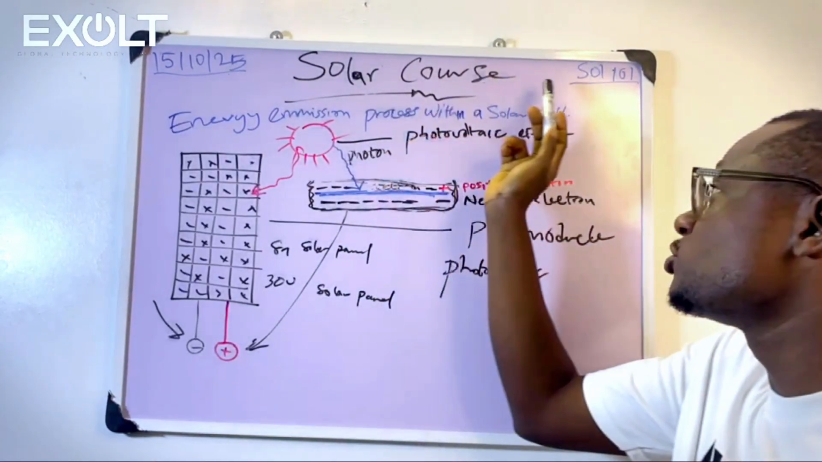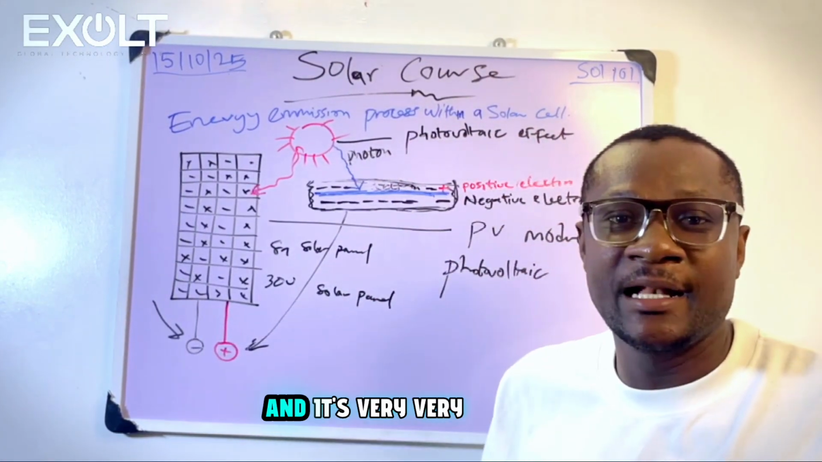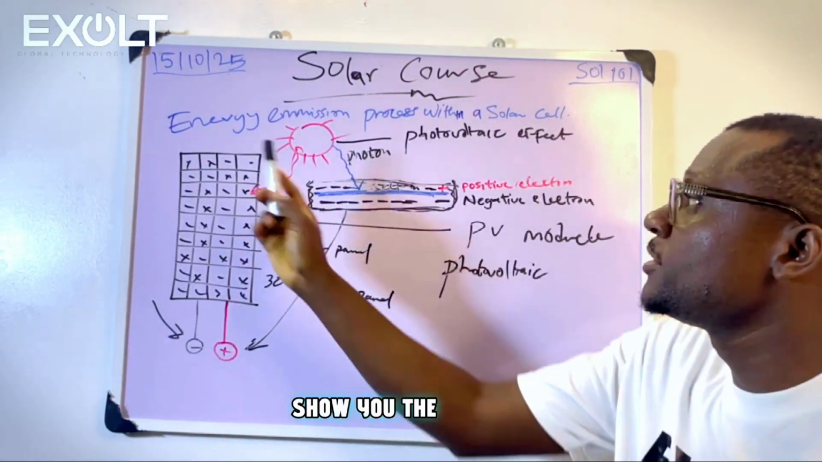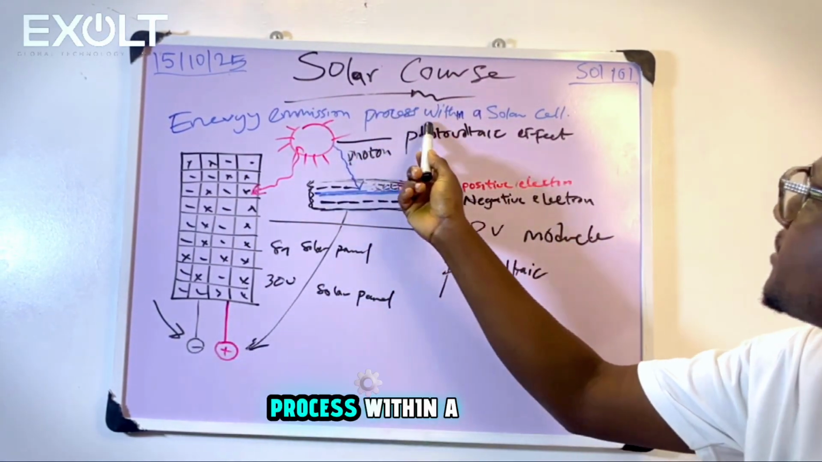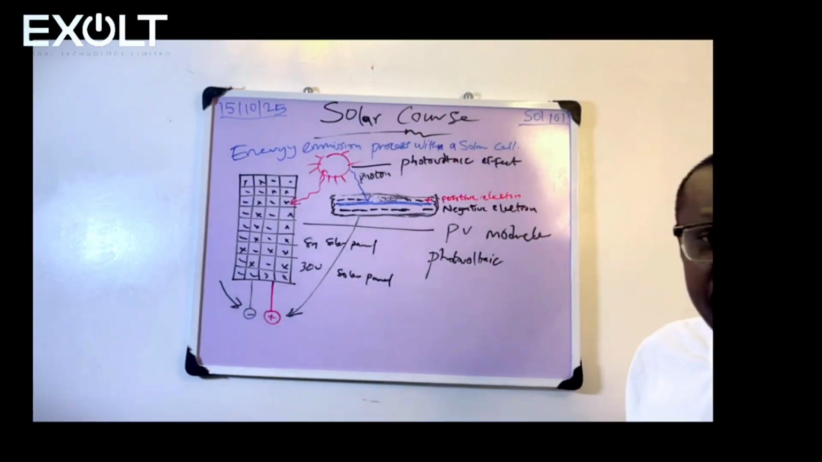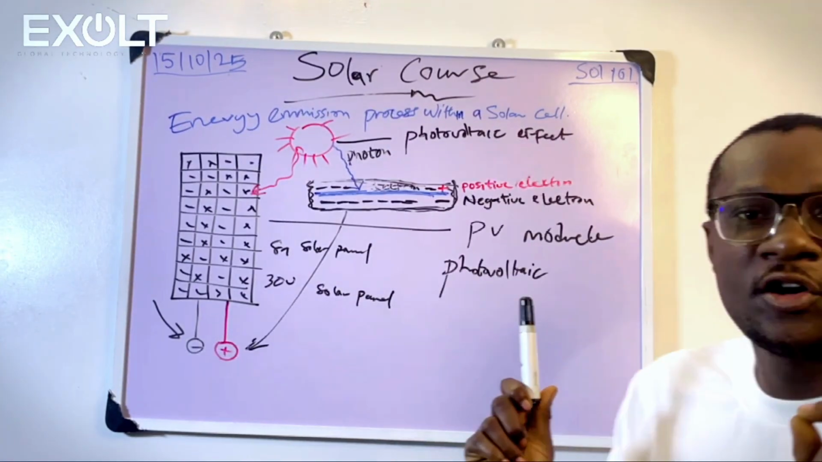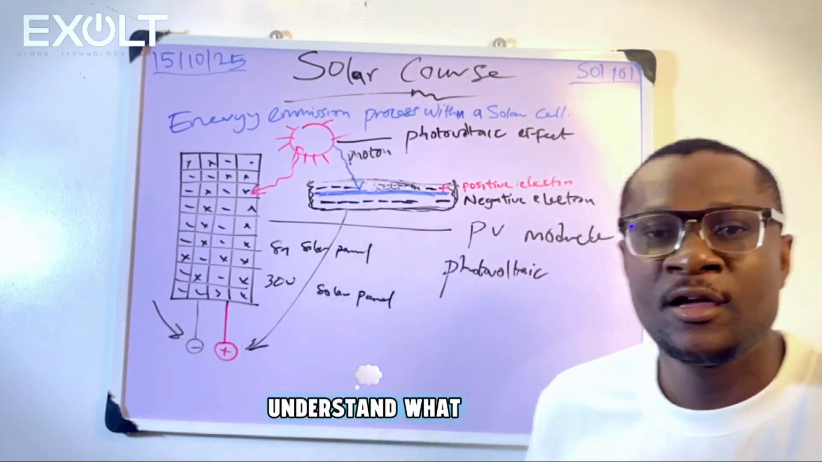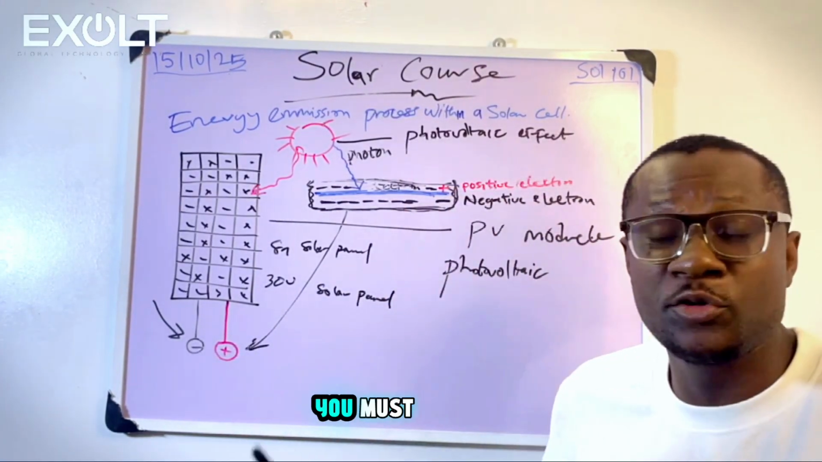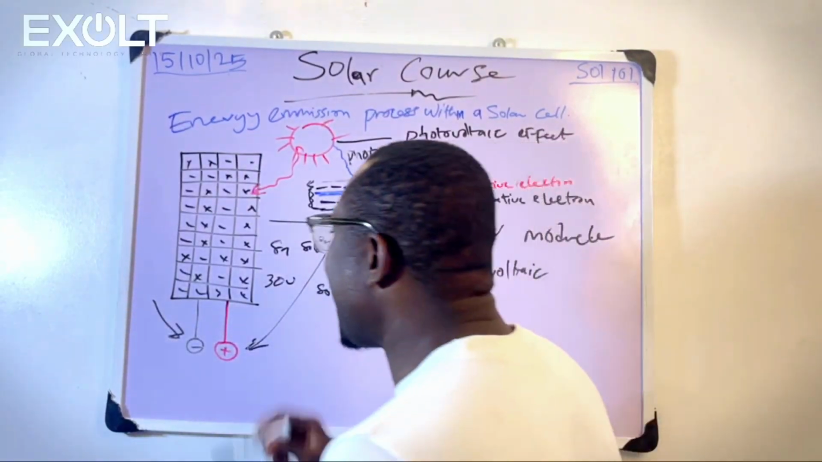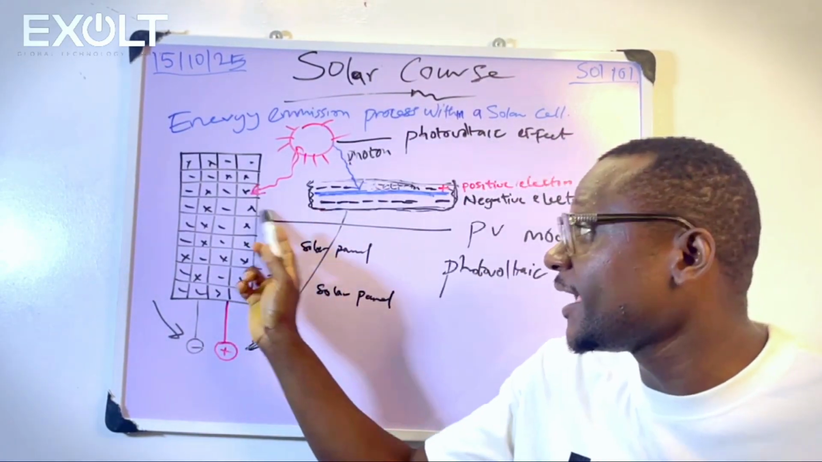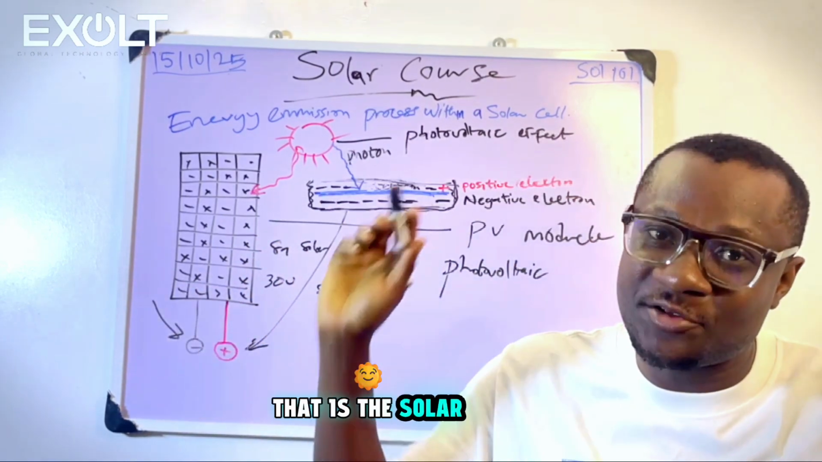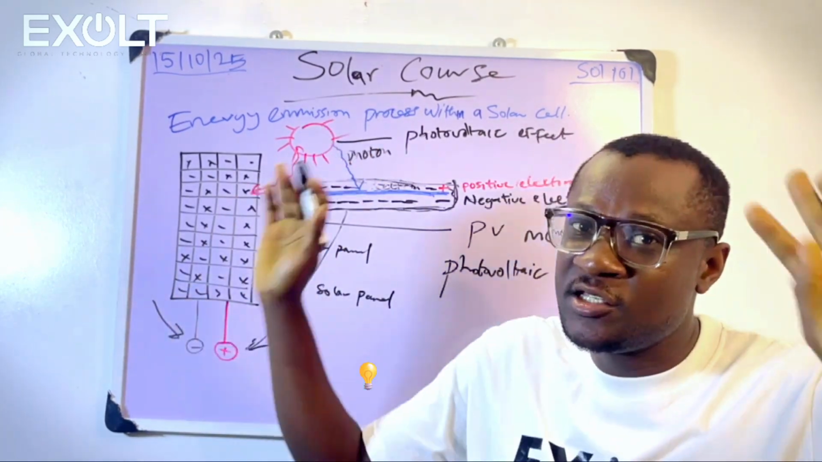In this solar course, I want to show you something interesting, and it's very important you know this. I want to show you the energy emission process within a solar cell. If you must be a professional in this field of solar business, you must understand what happens within the solar cell. You must understand the solar panel and the activities that happen within it. It is the activity that happens here that is the real deal. That is the solar energy generation.